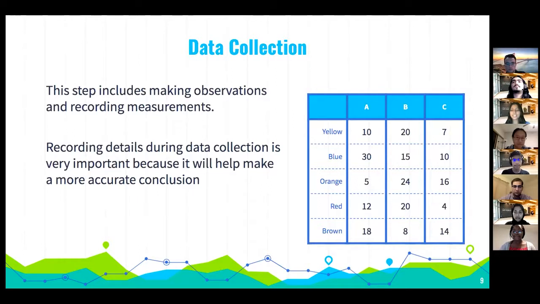The next step is data collection. This is where we make observations and record measurements for the experiment. In our rose experiment, this would involve measuring and recording the heights of the roses with different conditions. We can also make qualitative observations about the rose's health, such as the color of the leaves or the strength of the stem, to compare the overall health of each rose plant. Recording details during this step is very important because it will give us more information to make the correct conclusion for the experimental question.